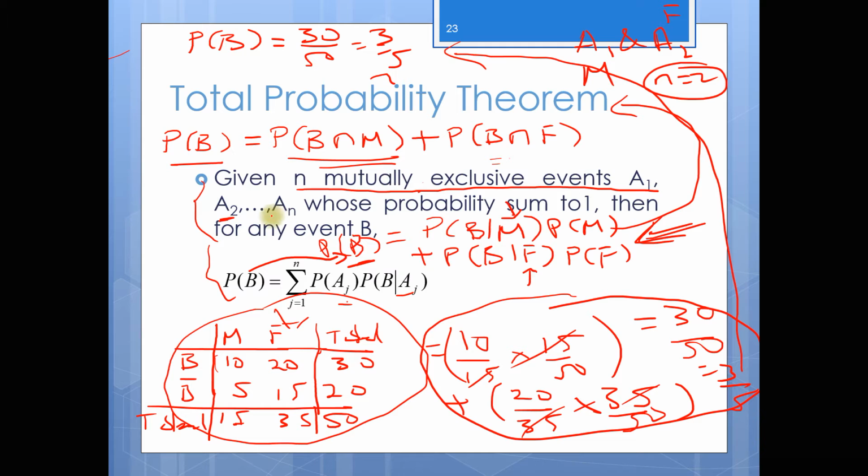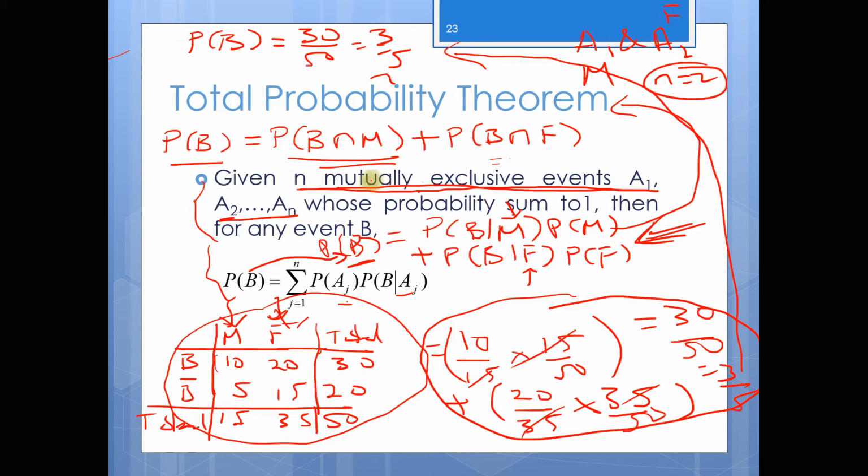Then you can extend this knowledge for more than two events, when you do not have cases like male and female, but you have cases where there are more than two events. You can still apply this formula. So when you are dealing with n mutually exclusive events, in our example, can we say that male and female are mutually exclusive? Indeed, they are. So we are already satisfying this requirement here to be able to apply the total probability theorem.